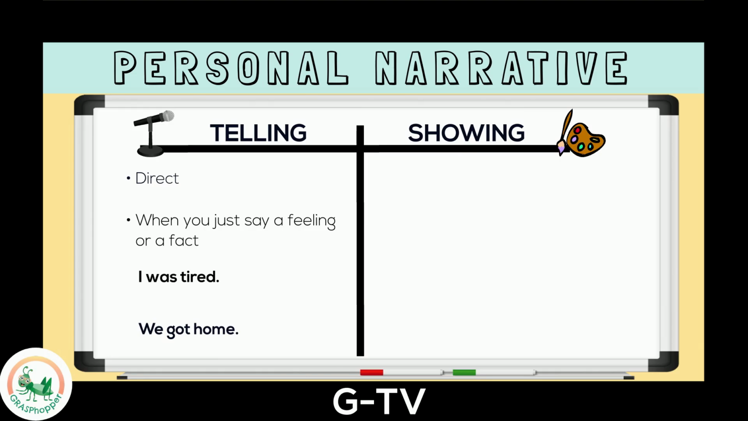Showing, on the other hand, paints the scene. You write specific details to expand on the moment. You don't just say what happened. You describe what's happening using your 5 senses, like what you heard, saw, smelled, tasted, or felt. You can also clearly describe actions and feelings.